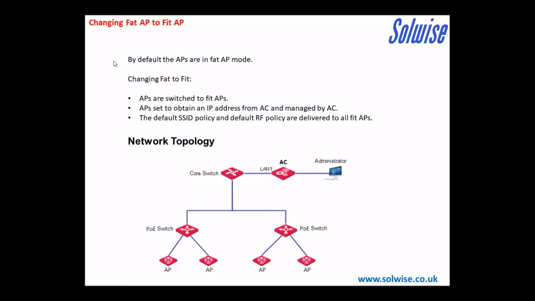So, by default, as I say, out of the box, all the access points come in FAT mode. So what you first of all have to do is change your FAT access points to FIT access points. So that means APs are switched to FIT access points. The APs are then set to obtain an IP address from the controller and then managed by the controller. And once that happens, the default SSID policy and default RF policy built into the controller are then pushed onto these FIT APs.